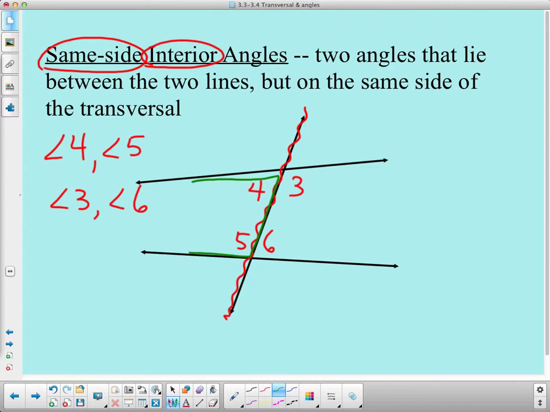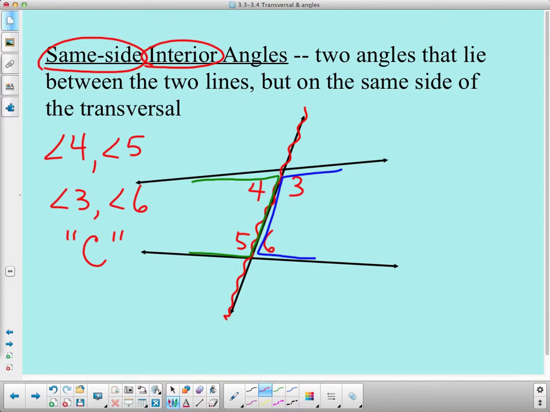What letter is that? Either a U or, I usually call it a C. It's either a forward C or a backward C, but the same side interior angles do form a C. So we do have a C and a C, and then the other 2 are just like angles. They don't really form something.